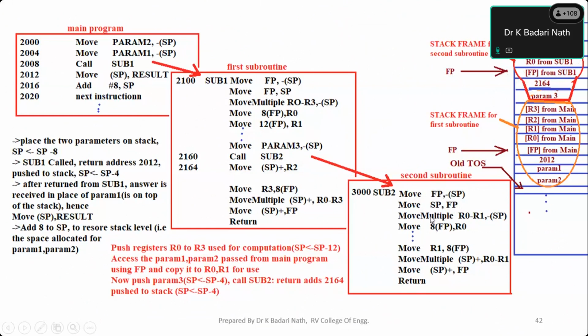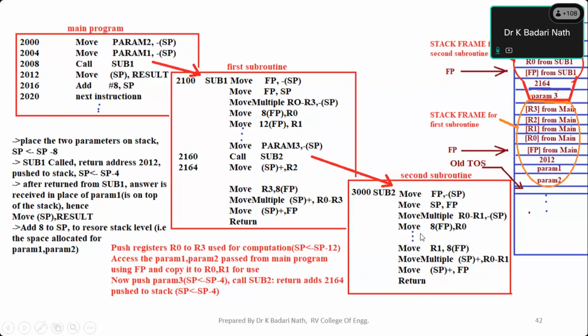Now again, in the second subroutine, before I start using the logic, I'll push the registers R0, R1 into the stack. So R0, R1 to minus SP. You can see that R0, R1 is being pushed. Now I'll get the argument which has been passed to the second subroutine by the first subroutine, by reference to 8(FP). Now you got it into R0. Now implement all the logic.